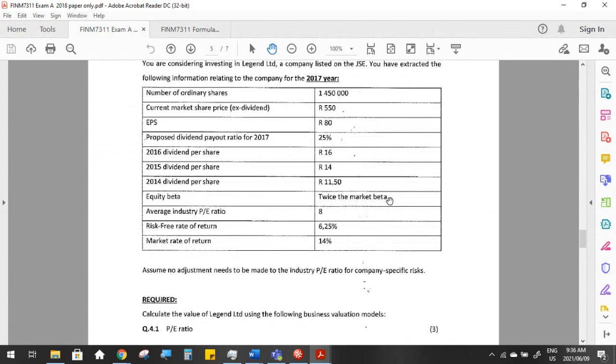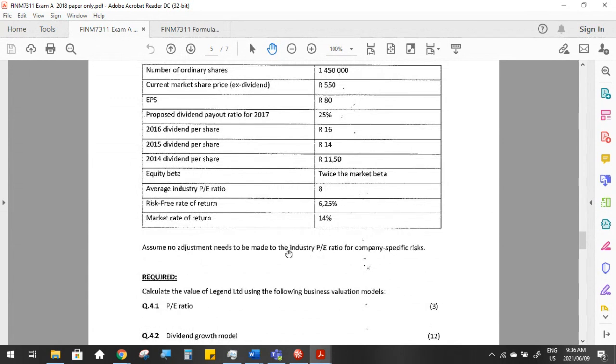So that's a little bit tricky. You have to know what the market beta is so that you can calculate the beta for Legend Limited. So remember, market beta is always 1. So that means that Legend Limited's beta is 2. The average industry PE ratio, risk-free rate of return, and the market rate of return. So this is RF, this is RM.